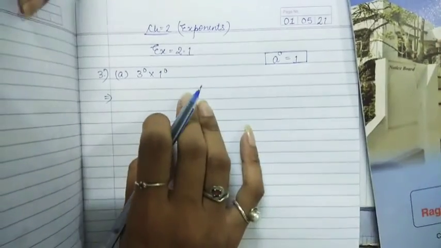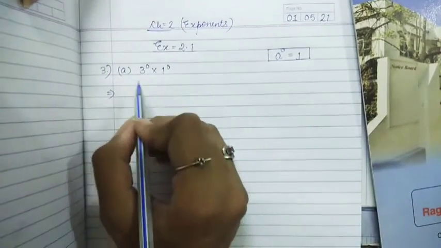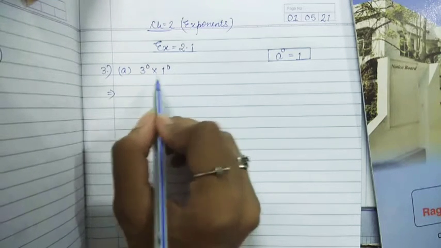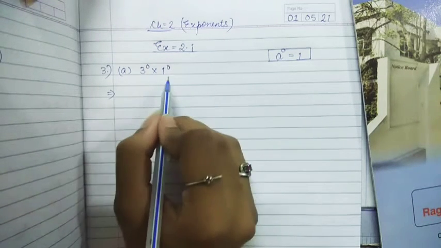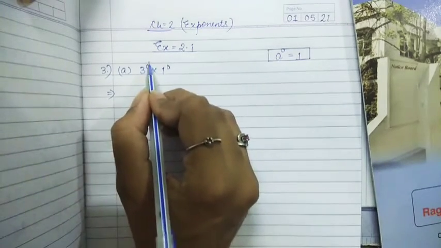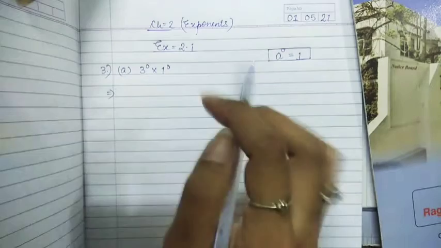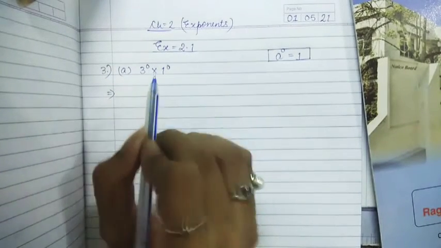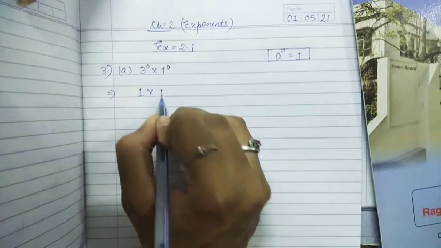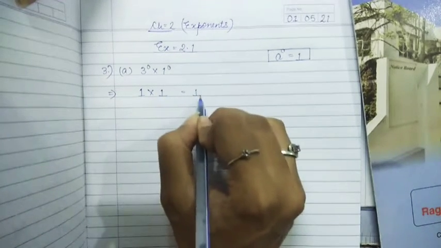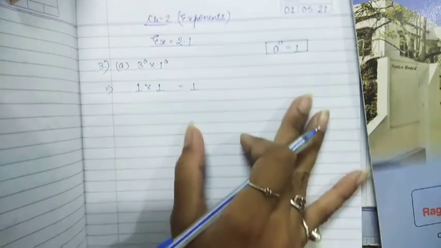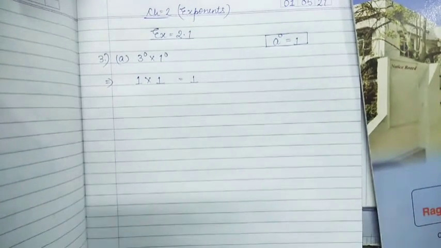So here the question is 3 power 0 multiply 1 power 0. As you can see, these two are numbers and they have the power 0. So the value of each will not be 0. Okay, remember that, it will not be 0, it will be 1. So we write here 1 and multiply 1. So the answer is 1. Okay, I hope it is clear now. So let us do its third part.